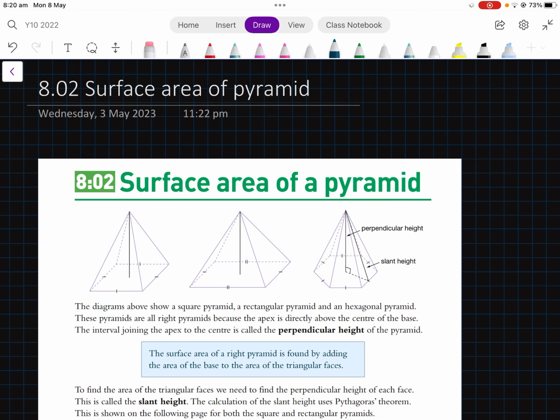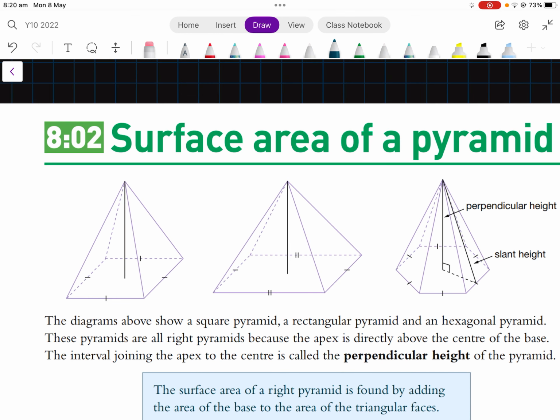Hello there. We're looking at the surface area of a pyramid in this section 8.02. As you can see here, we have a square base pyramid, a rectangular base pyramid, and this is a hexagonal base pyramid.